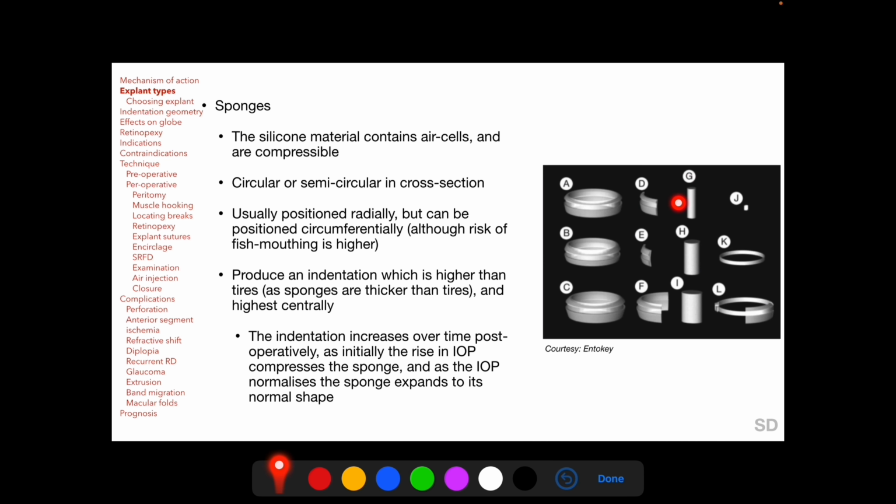Sponges, as represented by these items in this diagram, are made up of a silicone material containing air cells and are thus compressible. They are usually positioned radially on the surface of the sclera and produce an indentation which is higher than the indentation produced by tires, and the indentation produced by a sponge is non-uniform, with the indentation being highest at the center of the sponge.